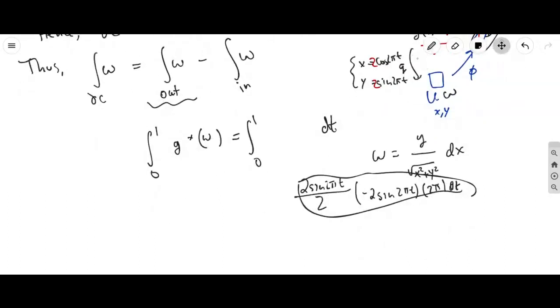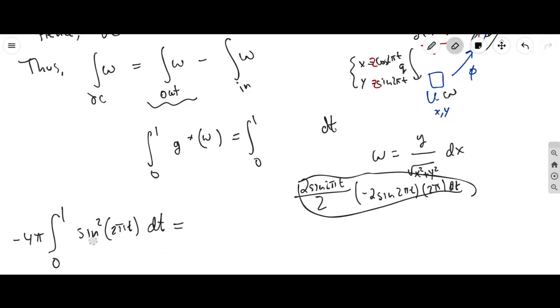So what are you integrating? You're going to integrate from 0 to 1. When you simplify this, the 2's cancel. There's a negative 4 pi. Is that what we're getting? Looks like we're getting a negative 4 pi. And we have sine squared 2 pi t dt. So that's what you should get when you do that.